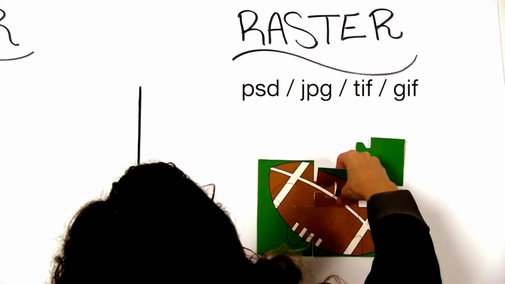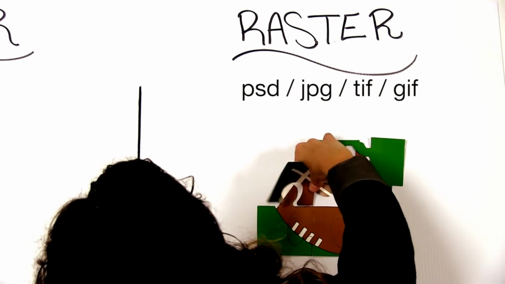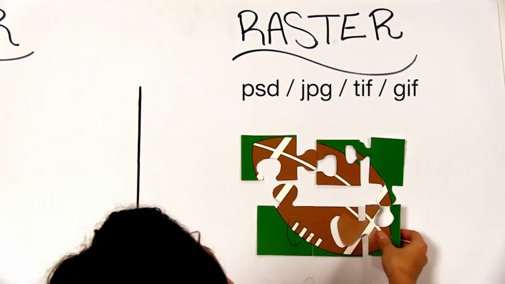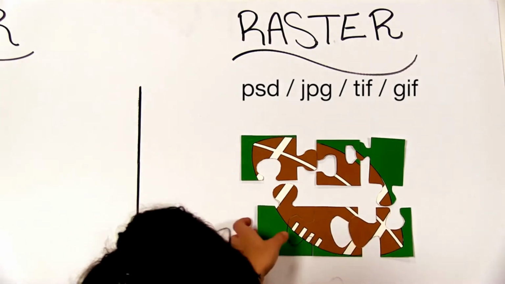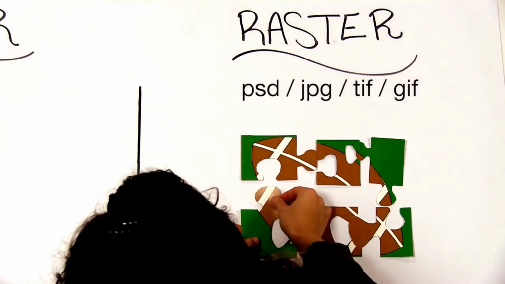The farther I spread out the puzzle pieces, the more the image becomes distorted. That is a raster image. The larger you make it, the more distorted it will become. So that is the main difference between a vector image and a raster image.